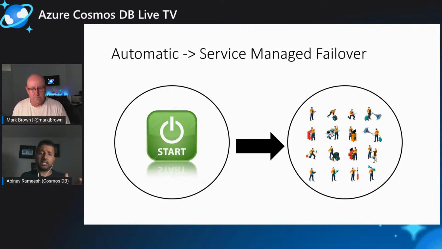But if there's a partial outage, or a full-blown region-wide outage in your primary write region, you can opt in to have what used to be called an automatic failover. The service detects that there's an outage, partial outage, full outage, whatever the case may be, and triggers a failover under the covers automatically into one of the read regions that you've specified. And there's a hierarchy there, right?